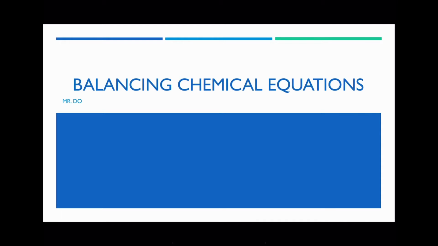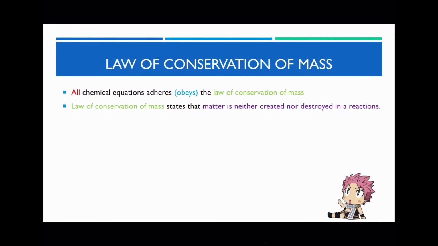Hello class, in today's video we're going to be balancing chemical equations for more complex chemical reactions. If you recall from a previous lesson, we looked at the law of conservation of mass. We said that all chemical reactions need to follow the law of conservation of mass in order for that reaction to actually occur. The law of conservation of mass states that matter is neither created nor destroyed in a chemical reaction.